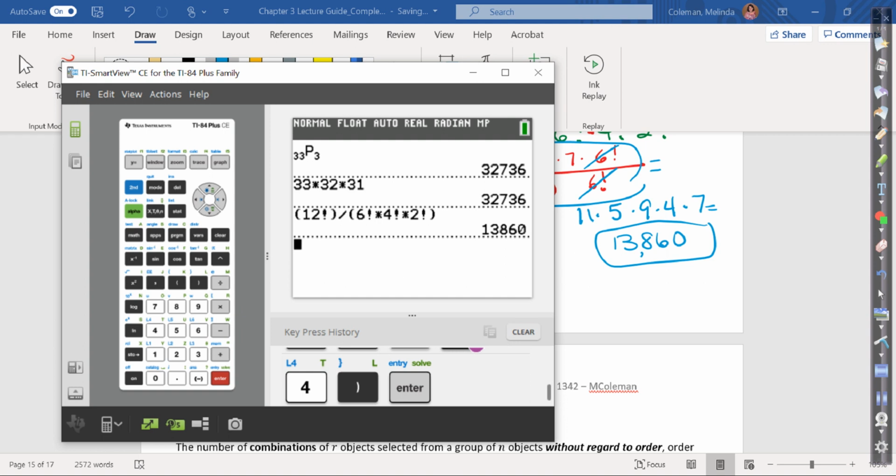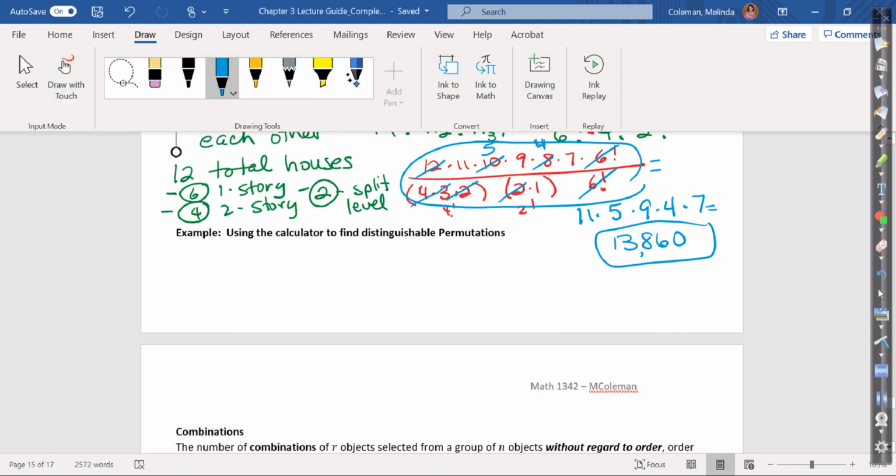Again, your test day is not the time to practice your calculator. Do practice your calculator as you're using your MyMathLab or as you're doing homework. Make sure that you are practicing with your calculator. The calculator will give you a wrong answer if you input it wrong every time. So be very cautious of that.